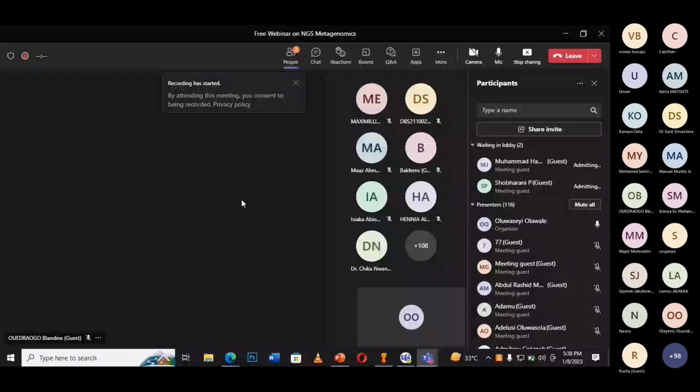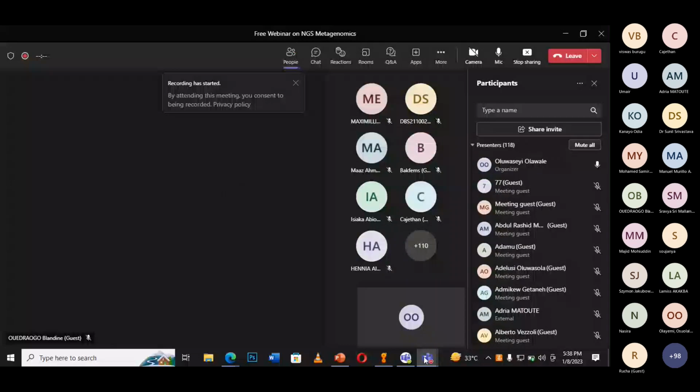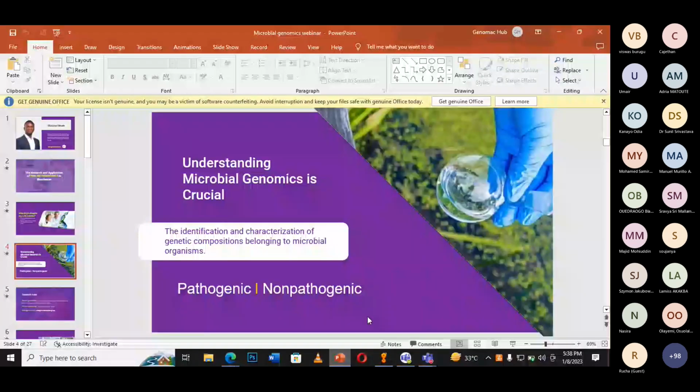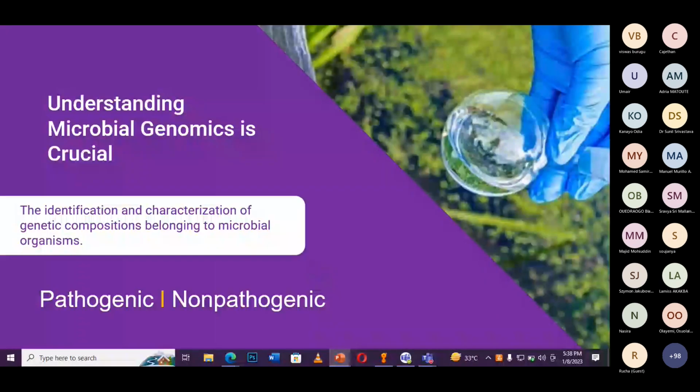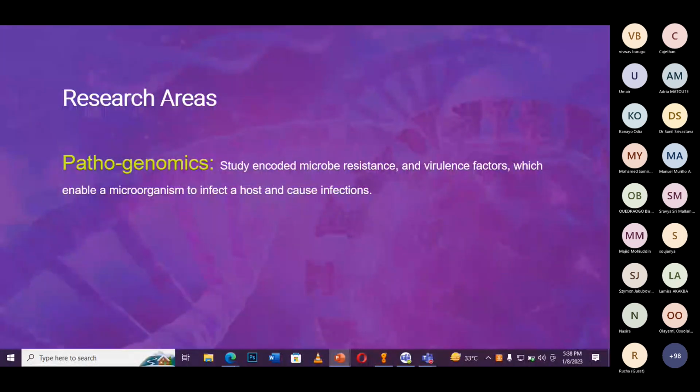So, like I said, pathogenic bacteria are those that cause infections, and non-pathogenic are those that do not cause infection. So it means pathogenic bacteria are actually virulent or pathogenic, right? So now, this is microbial genomics for you.